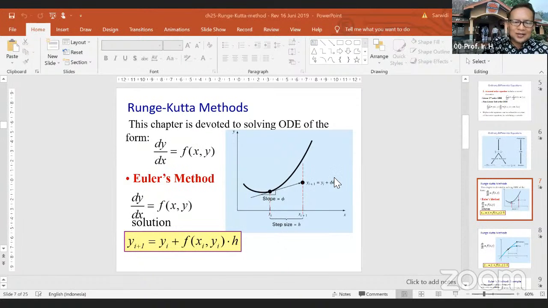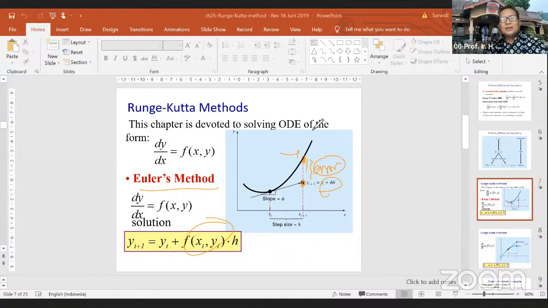So actually, if you find this form, for example, this one, you would like to find the target here. But you only find this one, and y x1 is here. It should be like this one. So this is the error, of course, it's a big error, because this should be here but we find only here by using the Euler method. This is a very simple method, using Euler.